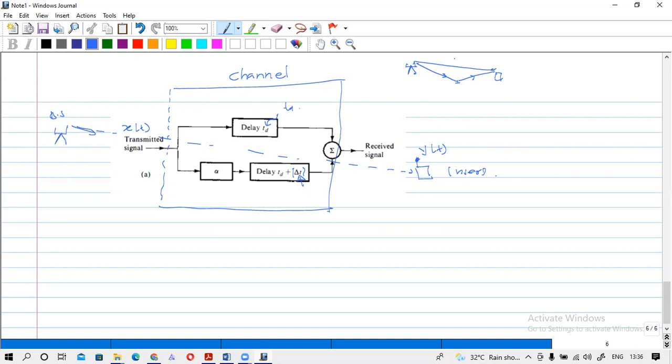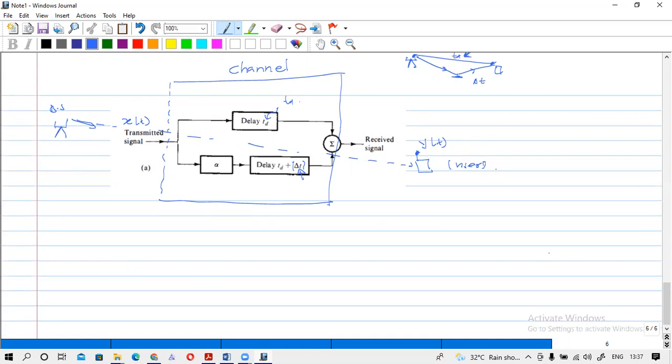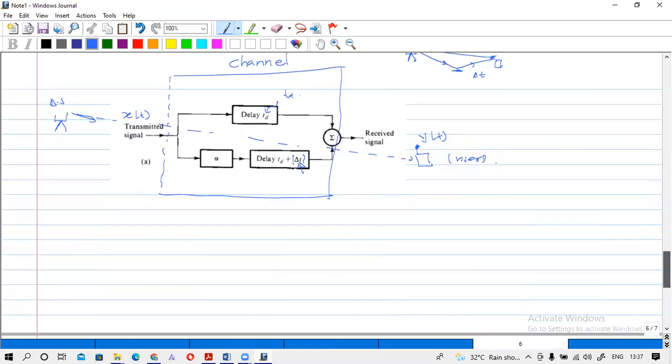One signal has just a delay, that is a propagation delay. This is an electromagnetic signal, so from here to here it is traveling. This is the traveling time, the propagation delay. And this additional delta t may be introduced due to the reflection. So we will try to find the input and output relationship of this channel.